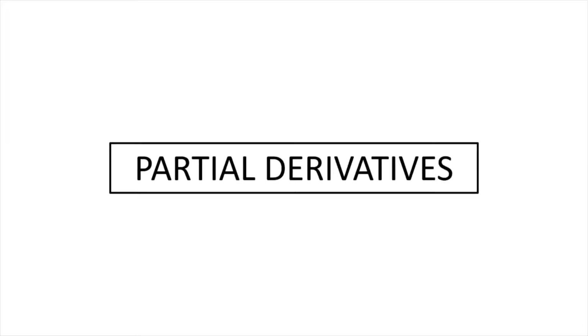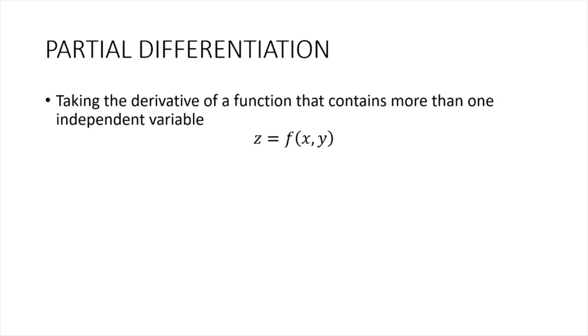In this video, we're going to focus on partial derivatives. The process of taking partial derivatives, that's partial differentiation, is done for functions that are defined in terms of two or more independent variables. Let's say we have z as a function of x and y. Okay, so we have here a function in terms of two independent variables. To differentiate, we can apply partial differentiation.